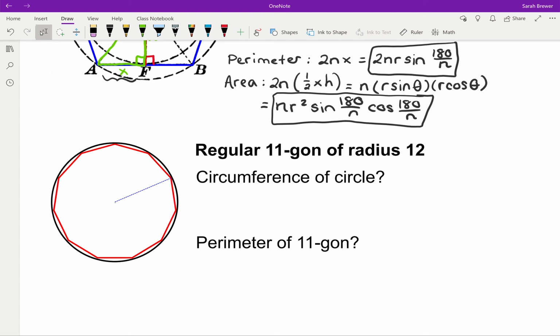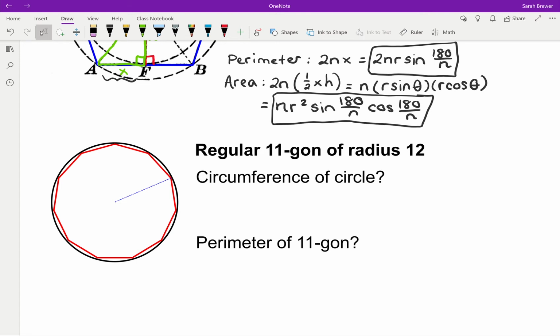Okay, let's use this perimeter formula that we just derived to calculate the perimeter of a regular 11-gon. Before we do that, we want to get a very rough estimate of what we should expect our answer to be to see if we're doing it correctly. And for a polygon with a lot of sides, the circumference of the circle is actually a fairly good estimate.